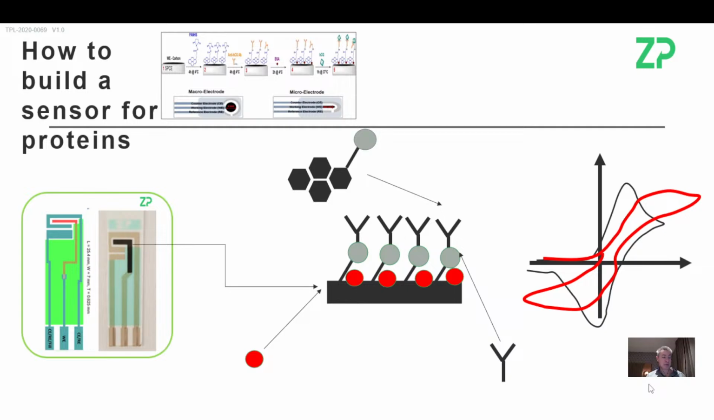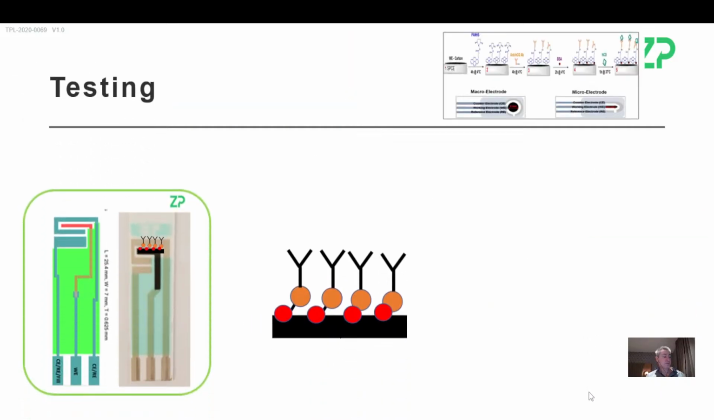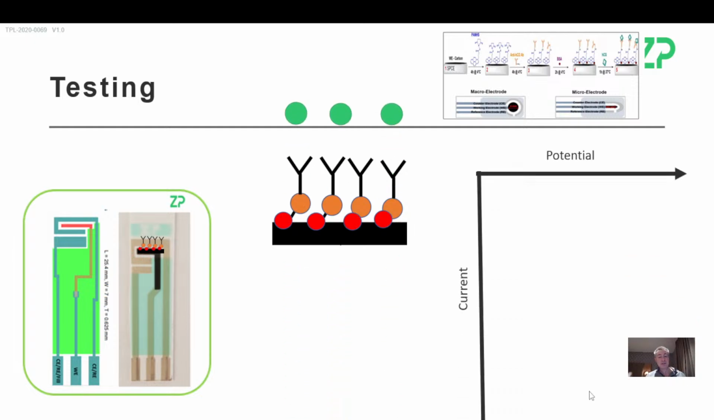Anyway, when we're doing this kind of work, we often follow the progression of our functionalization using something like cyclic voltammetry. That is something that we do cover in our workshops as well. And then we do a testing phase.